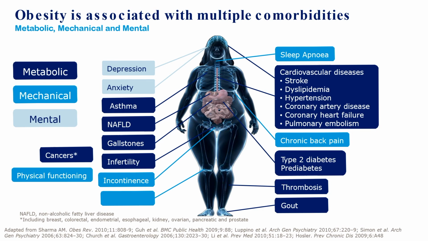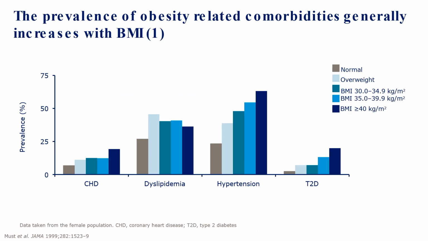So the increased weight that you put on will affect your breathing and sleep apnea, chronic back pain, increased incontinence, and reduced physical functioning and decreased well-being, as seen by the increase in depression and anxiety associated with obesity. And what has been seen now is that the prevalence of obesity-related comorbidities generally is increasing as your weight increases.